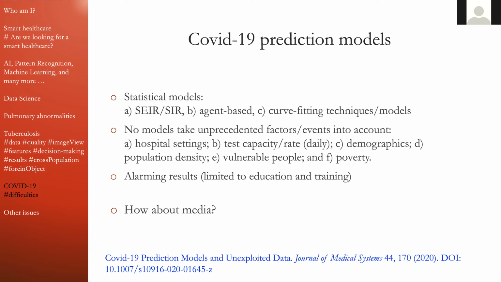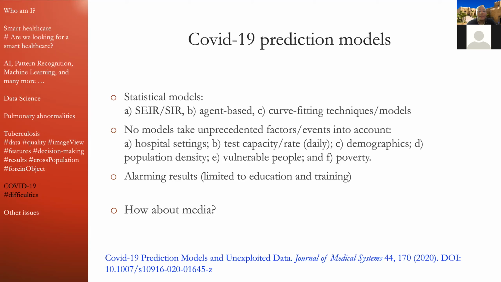Unexploited data. These data have never been exploited. That means it's alarming. So these test or variable models should be limited to education and training. But what happened? How about media? This is something different, because we're not limited to education and training.